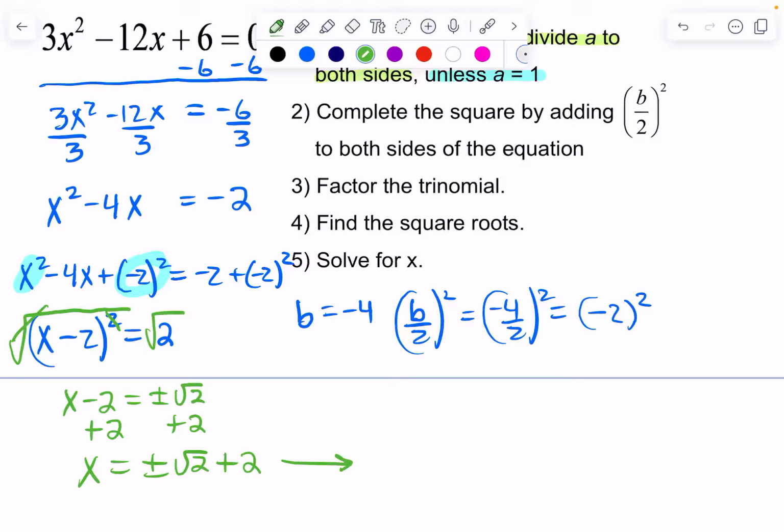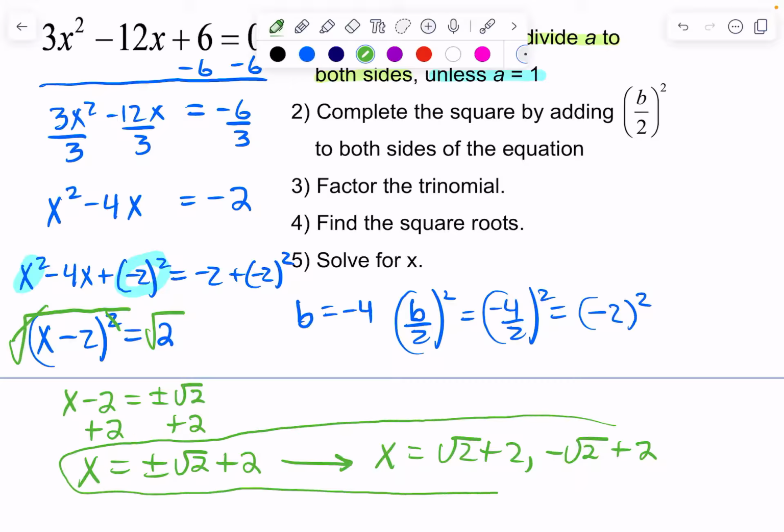Or you could write it as x equals square root of 2 plus 2, comma, negative square root of 2 plus 2. And there you have it. That's how you use completing the square to solve an unfactorable trinomial.